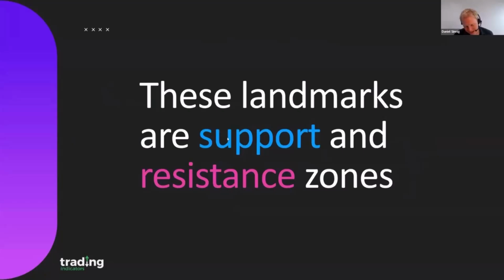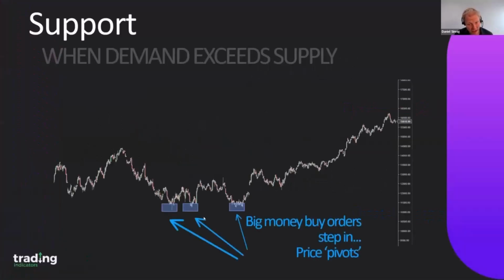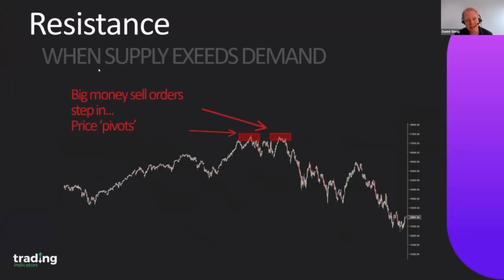Now, you may ask, and this is drifting into the theoretical, why do these levels even exist? This really comes down to supply and demand and an excess of supply or demand. A support level, for example, may be created because demand exceeds supply. At these levels, big money buyers are stepping in, pushing price to higher levels. Or when it comes to resistance, supply exceeds demand.